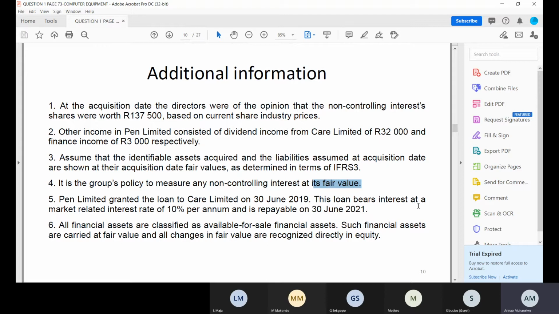Additional information number 5: Penn Limited granted the loan to Care Limited on 30 June 2019. The loan bears interest at a market-related interest rate of 10% per annum and is repayable on 30 June 2021. Again, any transaction that happens between the two companies, think of it as an intergroup transaction. When it comes to consolidation, they're saying to us that we must eliminate it. So here they just told us that there was a loan granted to Care.